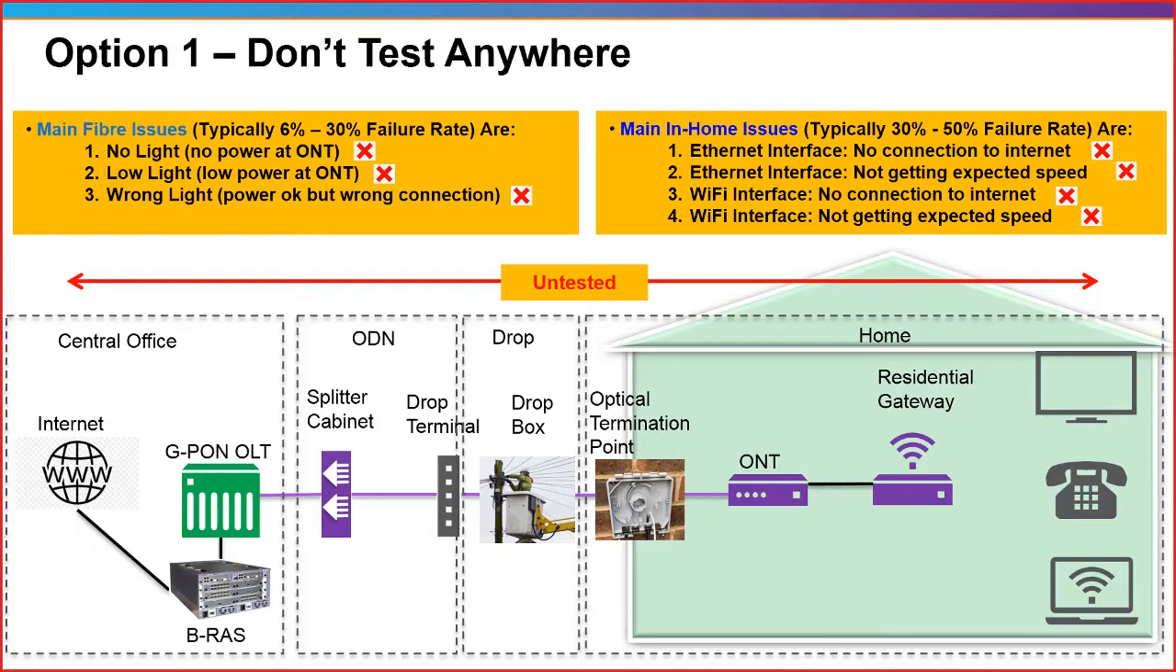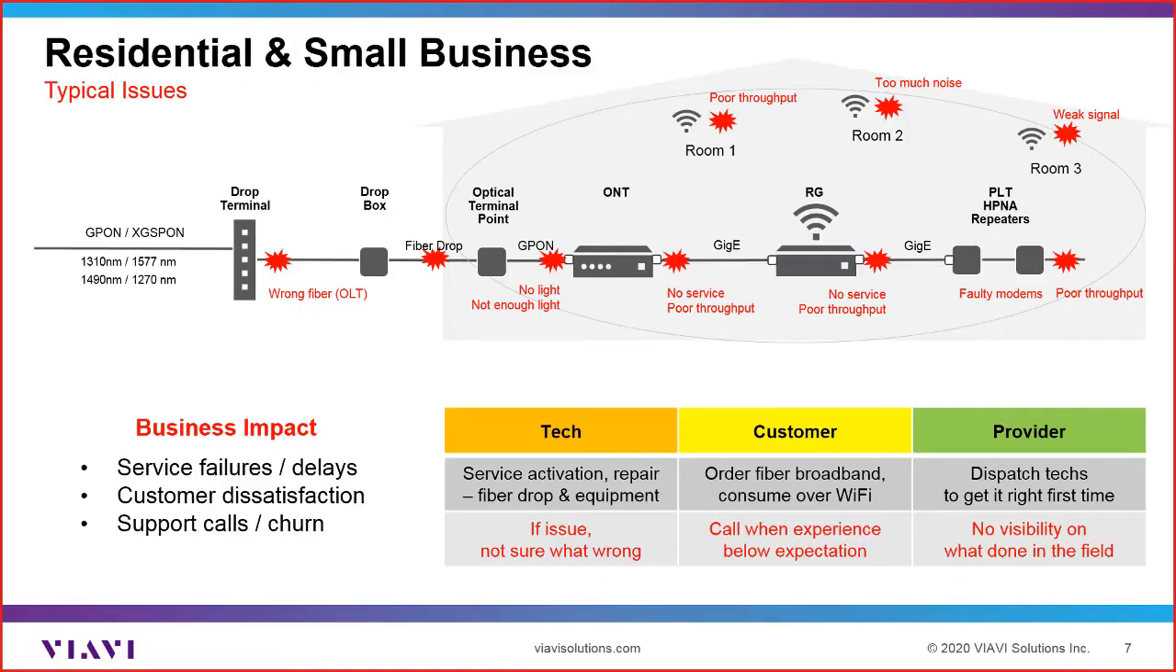Or maybe he has light and enough light, but it's actually the wrong light because it's coming from a different OLT card or wavelength. And then inside the home, there's always lots of issues inside the home, and if the technician is just doing plug and pray and not checking these things, it could drive subsequent rollouts because the service isn't working and the customer is unhappy. And those could be the Ethernet, you don't have connection to the internet, or the customer's getting low or not the speeds they're expecting per the service. And then same with Wi-Fi, no connection to internet or not getting expected speeds.